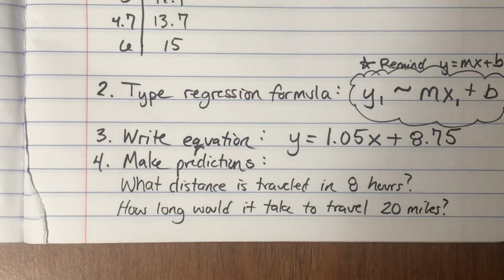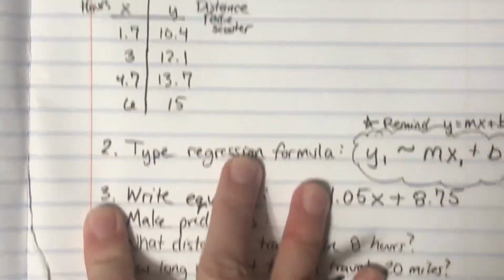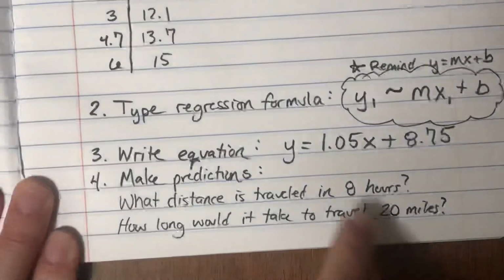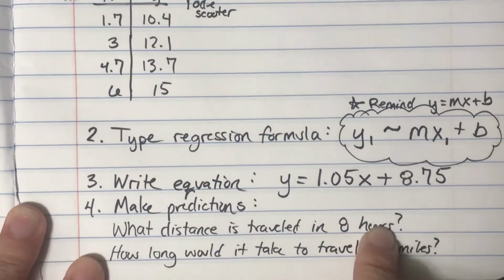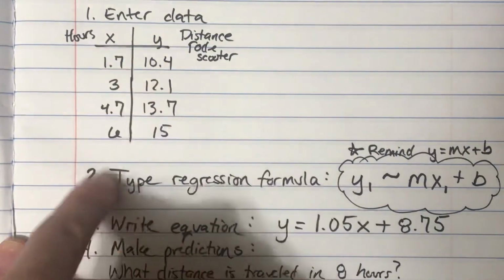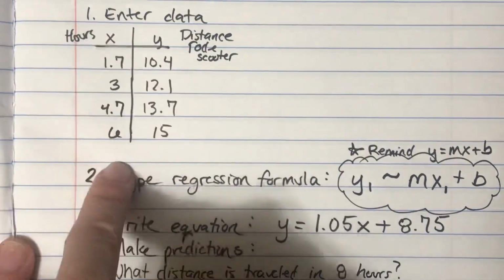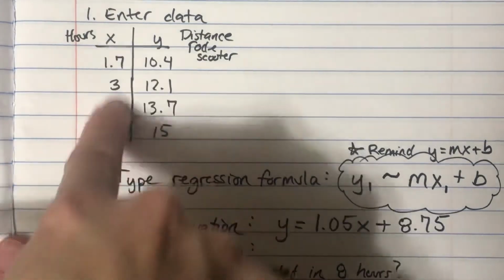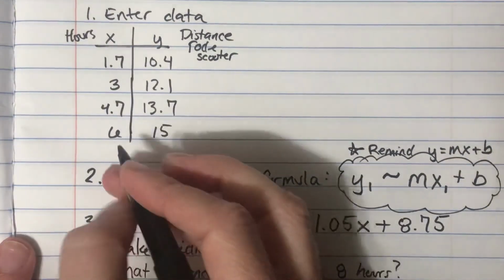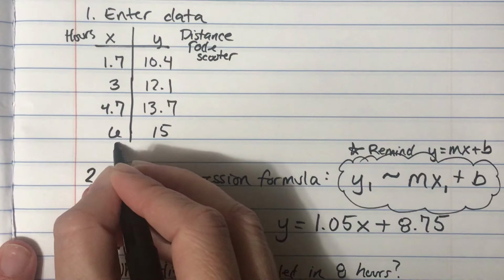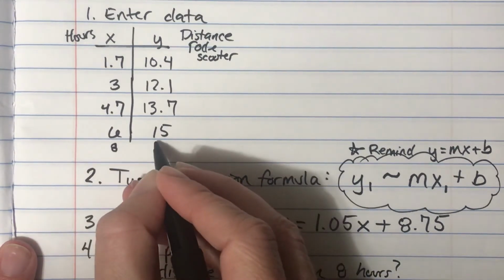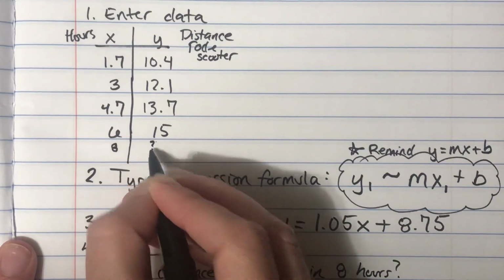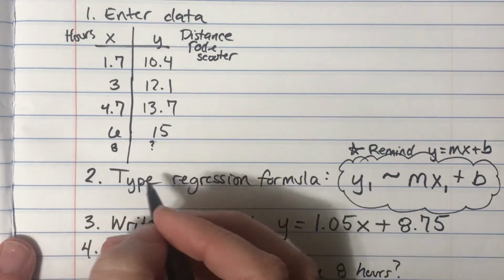Now, we're going to look back at our data here. What we're really thinking is we want to know something about 8 hours. This first question, what's the distance traveled in 8 hours, right? Well, is 8 going to be an x value or a y value? Since 8 is in hours, my x values are hours. So I want to know something about 8. I want to know in 8 hours, what is this value going to be here? What is my y value going to be?